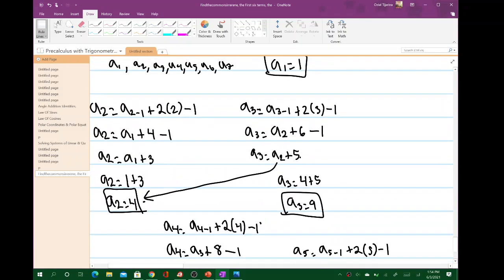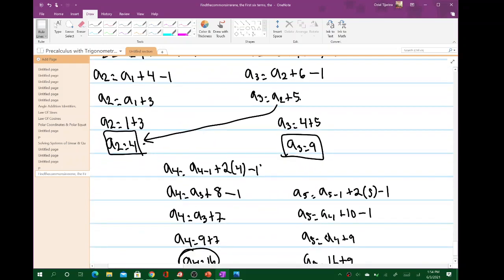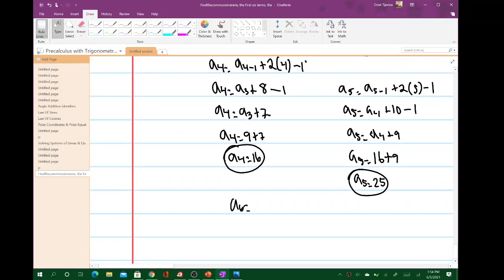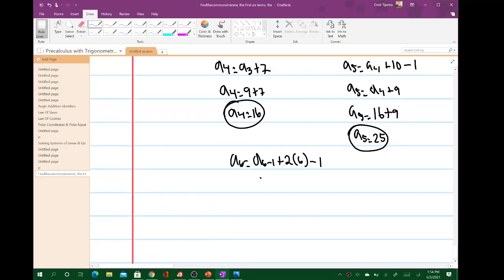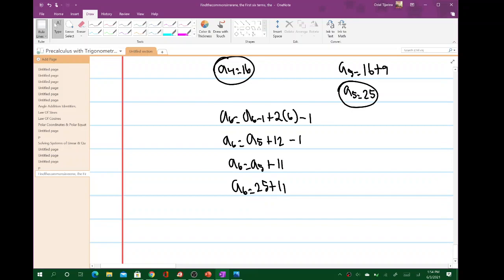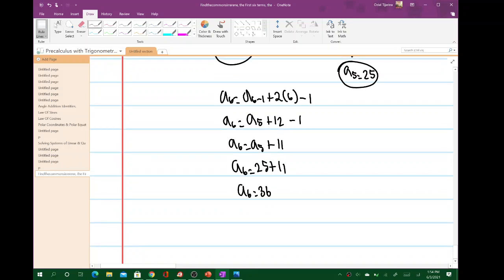And then finally, well, the last 2 terms that we really have to find, so a sub 6 equals a sub 6 minus 1 plus 2 times 6 minus 1. So we have a sub 6 equals a sub 5 plus 12 minus 1. We have a sub 6 equals a sub 5 plus 11. And a sub 5 is 25, so we have a sub 6 equals 25 plus 11. So then we have a sub 6 equals 36.